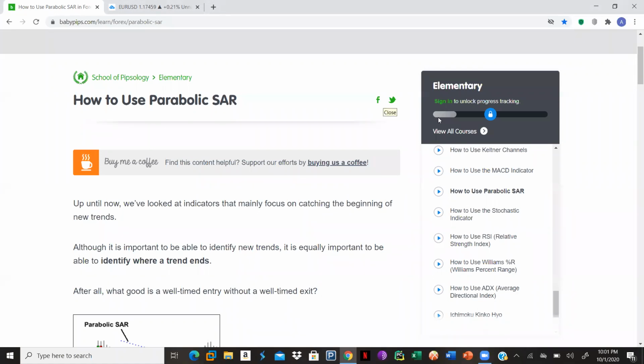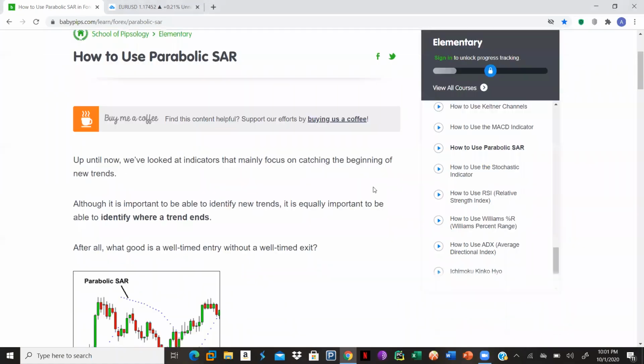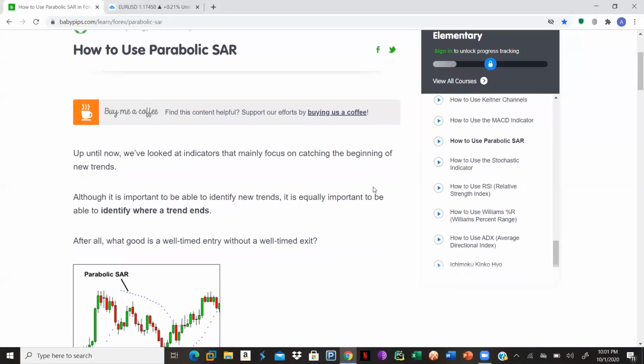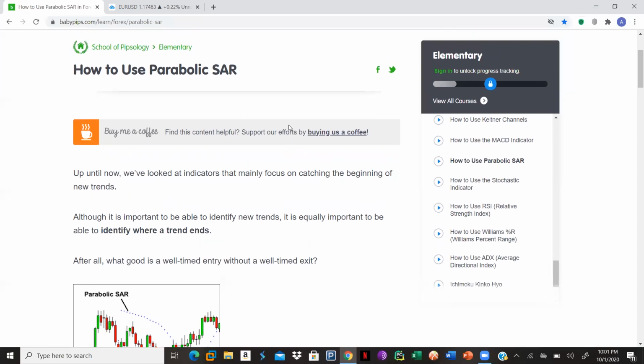So the SAR is a technical indicator, and it's used to determine the price direction of an asset, as well as draw attention to the price direction when it's changing. It's one of the only accurate, suitable indicators out there for day trading or scalping. This indicator is easy to use, and it's very, very simple to use and to understand.